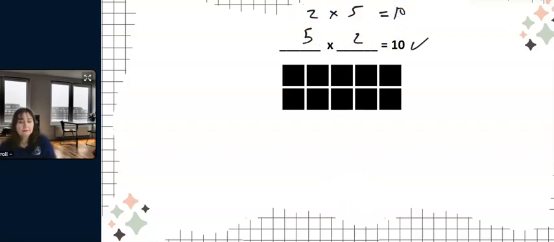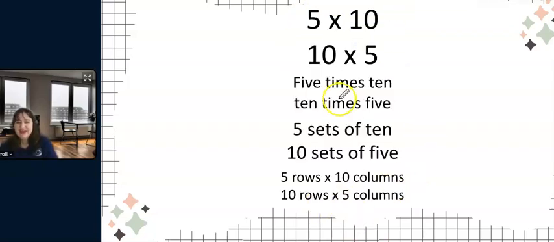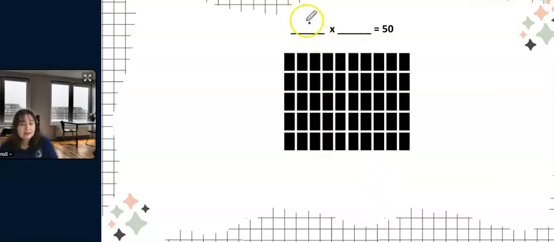Either one works. 5 times 10, 10 times 5, 5 sets of 10, 10 sets of 5, 5 rows by 10 columns, 10 rows by 5 columns. Phew, that's a lot of words. Okay, that is 50. I should have said, did you get it? But half of 10 is 5. Therefore, I just put a 0 with it.